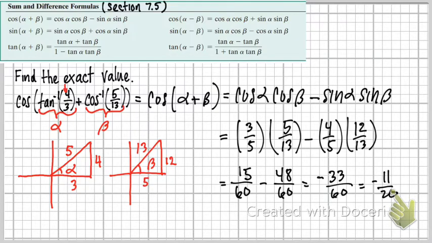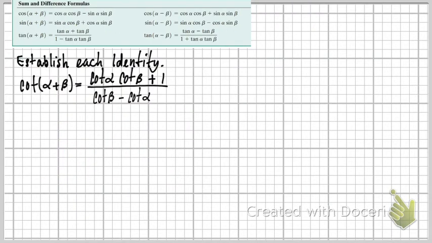Now let's try another type of problem here. Moving over, this says establish the identity. What we're going to do here is start from one side, using algebra, substitution, and trig identities to make it look like the other side.